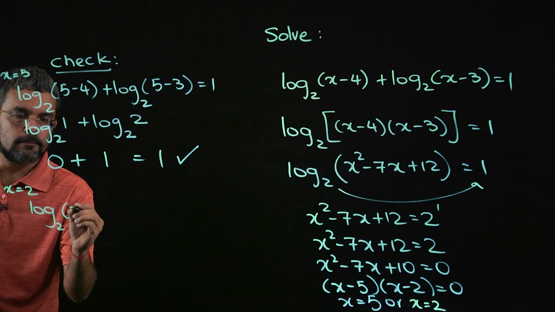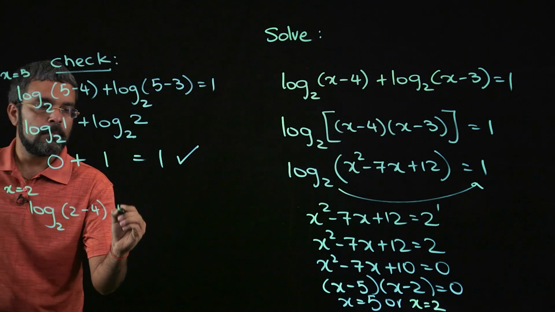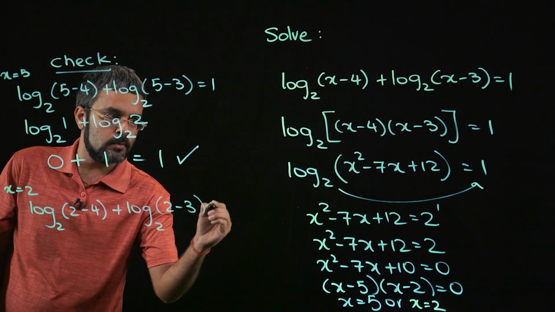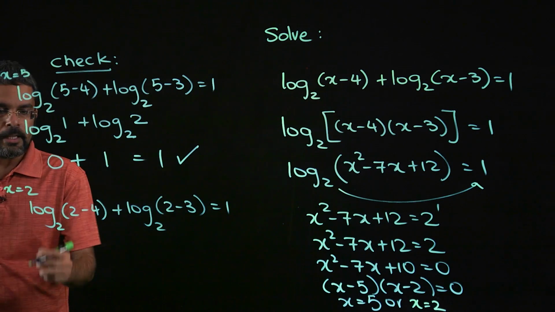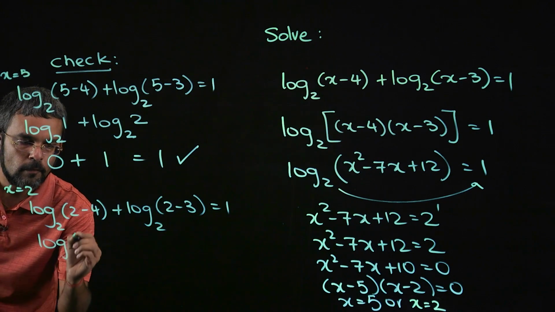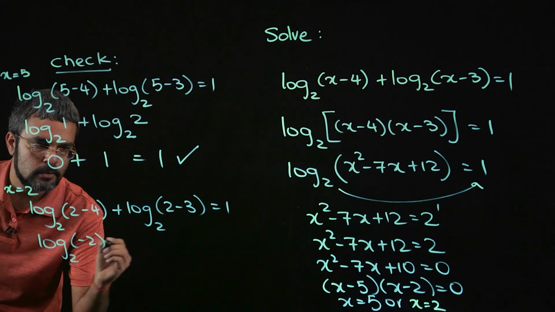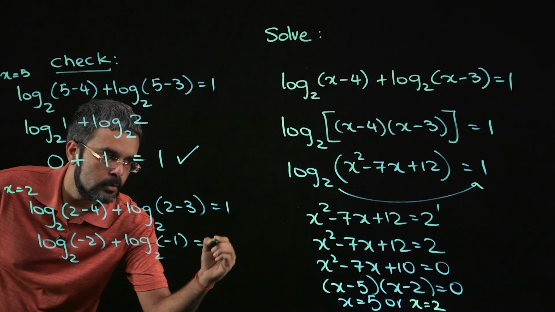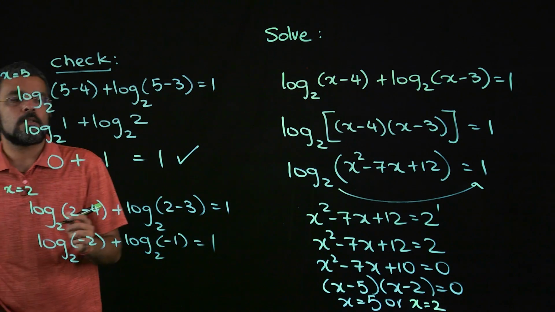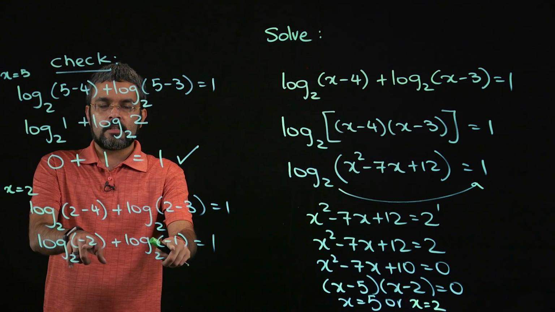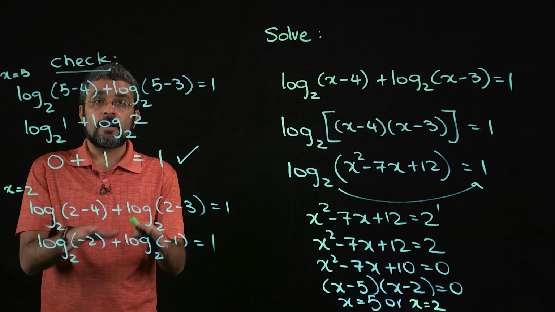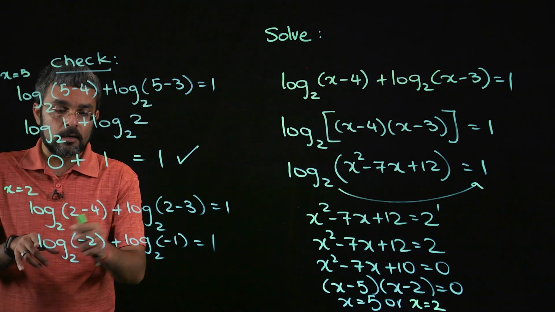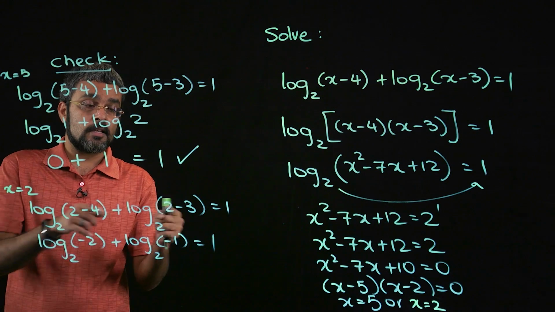If I put in x equal to 2, I get log base 2 of 2 minus 4 plus log base 2 of 2 minus 3 equals 1. And so I get log base 2 of negative 2 plus log base 2 of negative 1 equals 1. What do you notice? I have negative numbers inside the log, and if you recall, they're not in my domain. So I cannot take log of negative numbers.